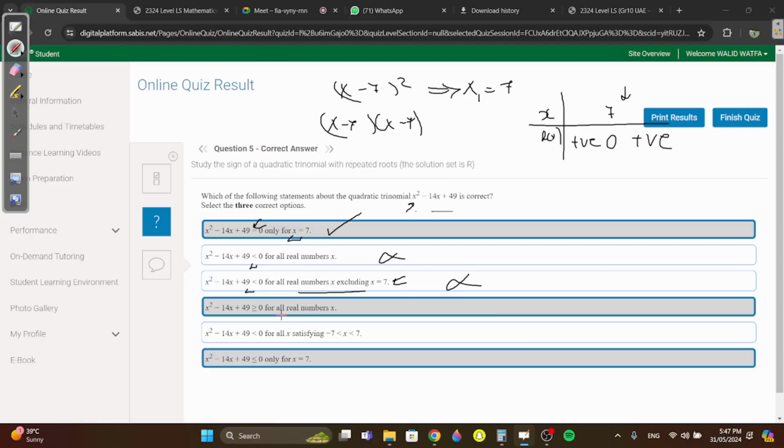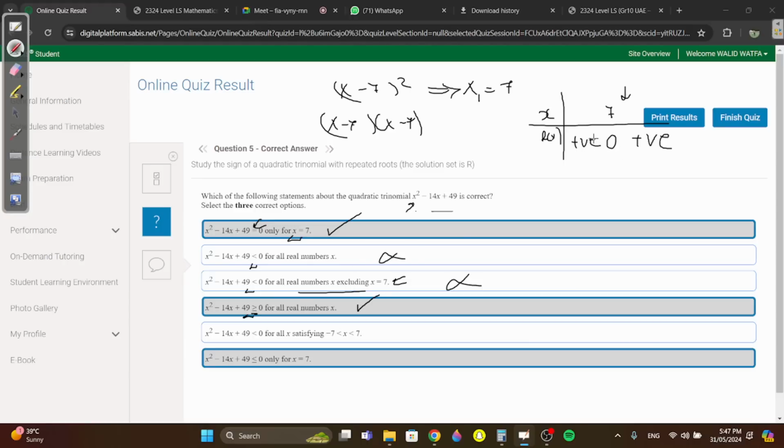No. It's greater than or equal to 0 for all real numbers x. Okay, is it greater than 0? Is it positive? Yes, it's positive for all numbers except 7. But did they say greater than 0? No, they said greater than or equal to 0. So greater than 0, it's all numbers except 7, and equal to 0, it is 7. So all numbers, except the 7, that means our solution says all real numbers.